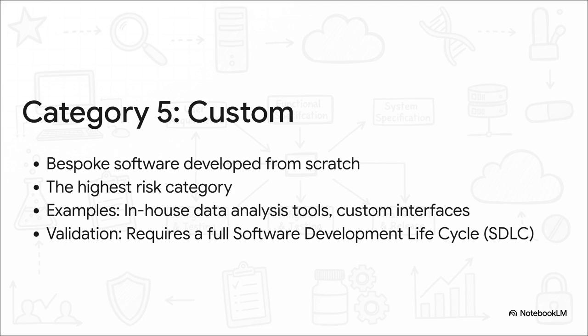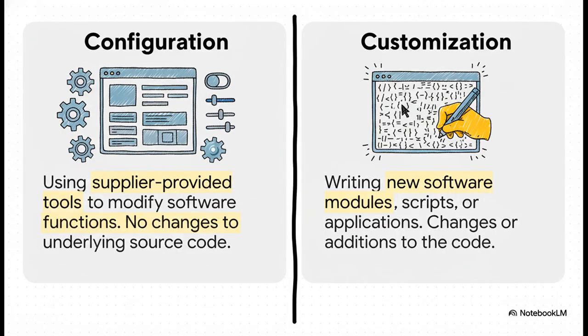And this slide right here highlights a really critical point, the difference between configuration and customization. It's so important. Configuration, that's Category 4, is just using the tools the software vendor gives you. Customization, Category 5, is actually writing new code. And believe me, mixing these two up is a huge mistake. If you treat a custom app like it's just a configured one, you're going to have massive gaps in your validation, and that means major regulatory risk. Seriously, getting this distinction right from the start is one of the most important parts of the whole process.